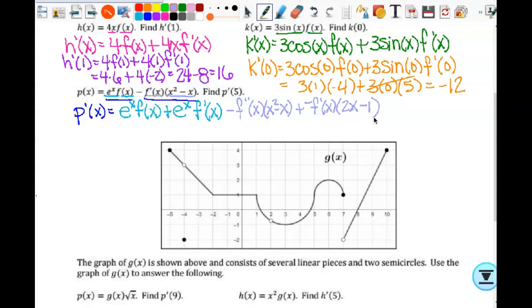What did I do wrong? Did I do something wrong? Oh, it doesn't look good. You're right. It looks horrific. Yes and no.